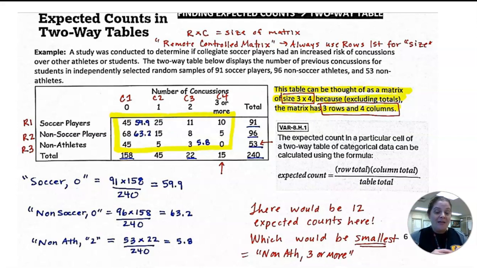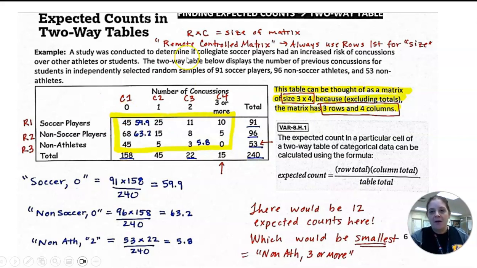But we're always going to be interested in the matrix of observed counts. So we're going to always talk about this matrix as if those totals didn't exist. For example, in this picture, we would say this has 3 rows and 4 columns. We're not going to include the totals in the size of this matrix.